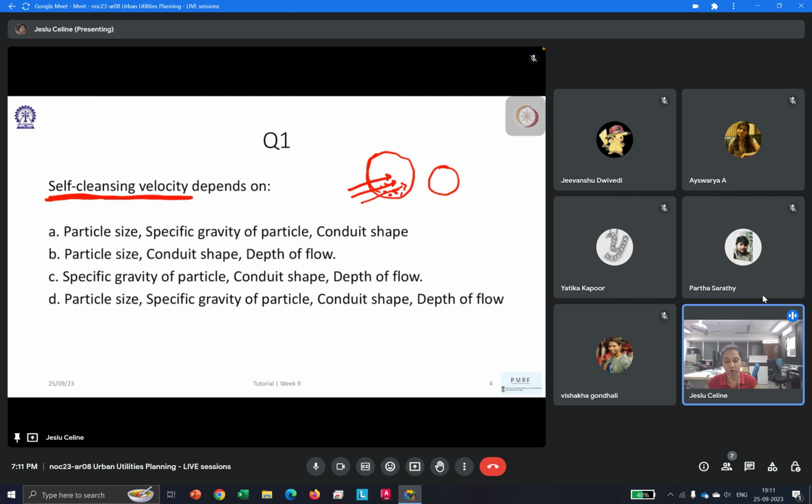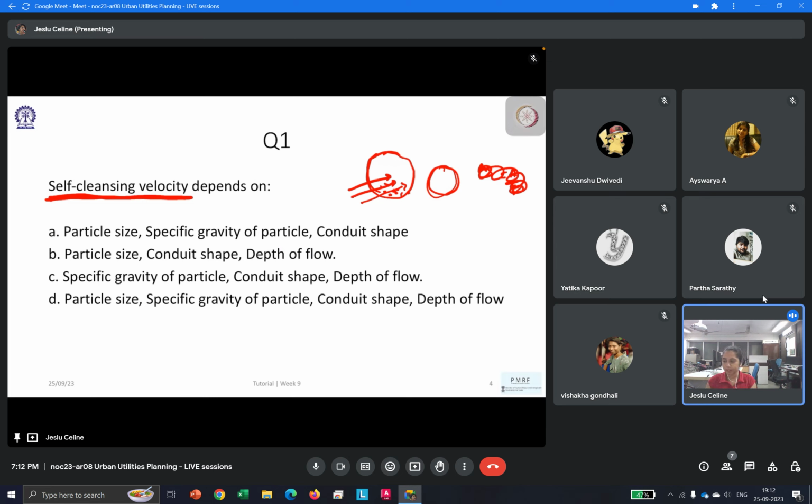And how does diameter matter? When we reduce the diameter, we know that Q is equal to A times V, or V is equal to Q by A, so we have all these relationships. Based on the volume which is flowing, you can adjust the area so that you get the self-cleansing velocity. In the introduction we also saw the formula we need to use to find self-cleansing velocity.